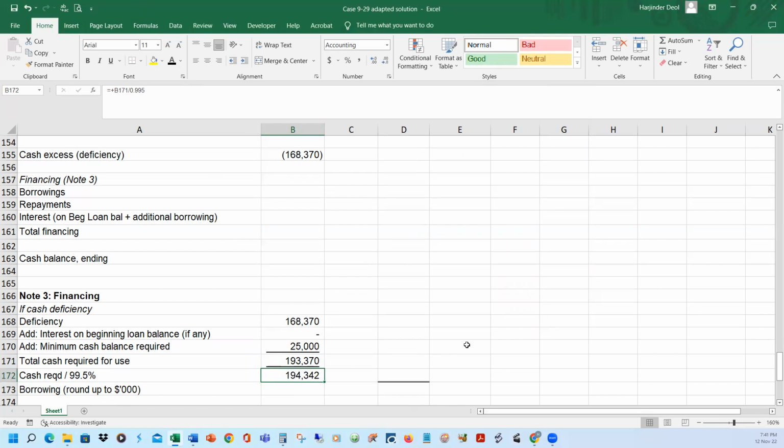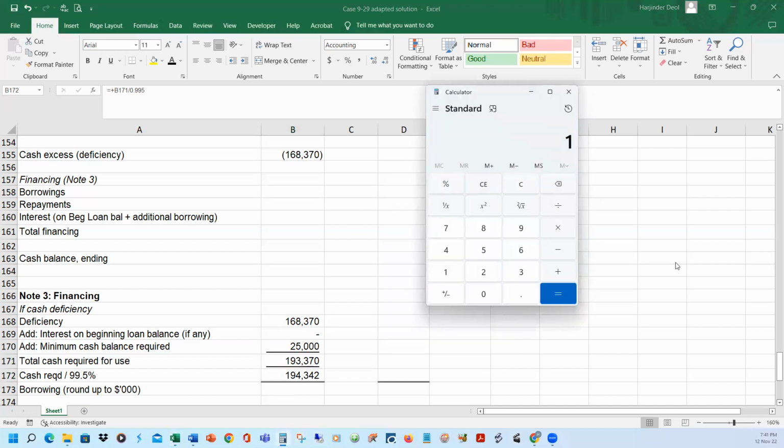194,342 is the precise amount that you would have to borrow. Let's check. If we were allowed to borrow $194,342, 0.5% interest would work out to $972, rounding to the closest number. 194,342 minus $972 of interest gives us 193,370. We will be able to have exactly the amount that we need.